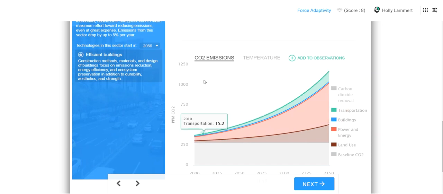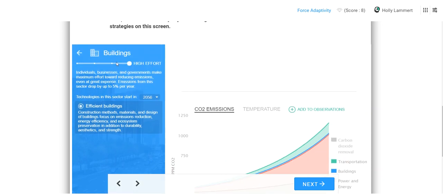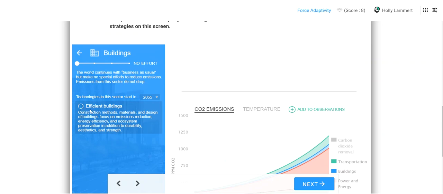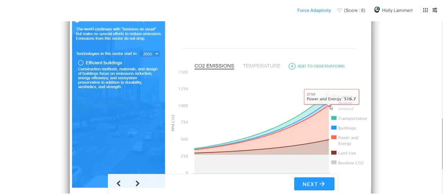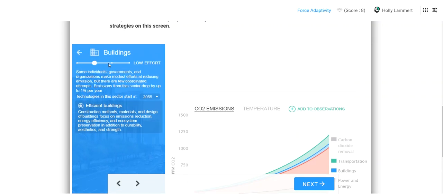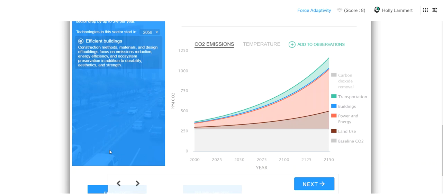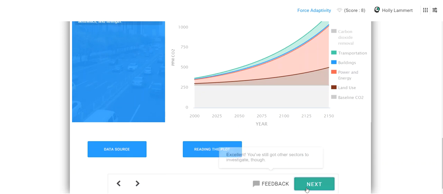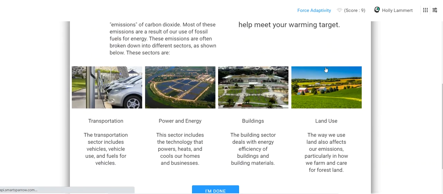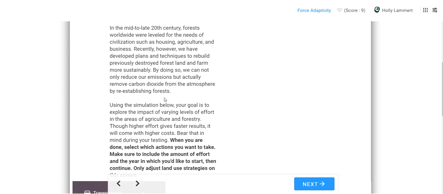So in doing that, let's go back to our baseline. Take a note. Buildings produced 55.4. And we could reduce it all the way to 15.1. That's a massive reduction. And the last one, land use, how we use our land.